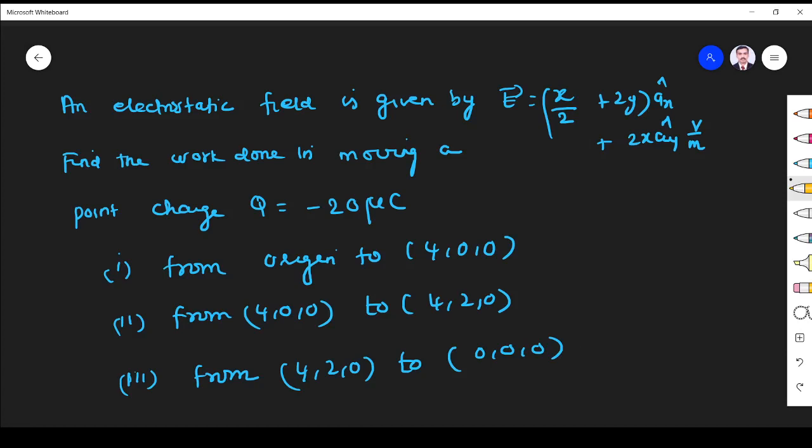This is one of the most beautiful problems I have encountered. So I hope this will open up a lot of concepts to be understood in electrostatic energy. Let us say this problem.